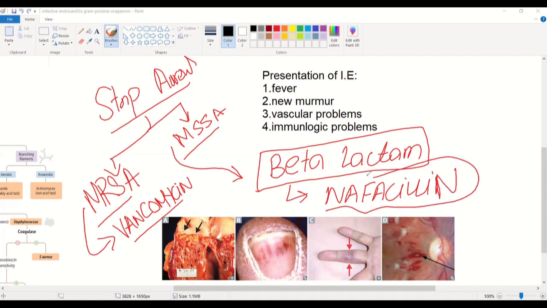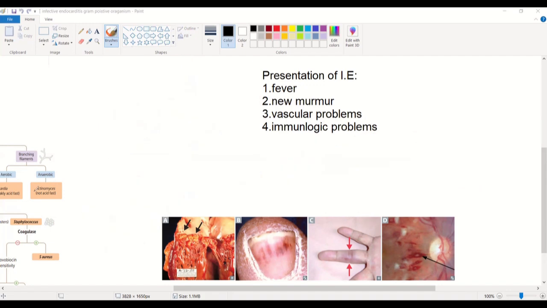Yes, you give nafcillin to staph. Nafcillin, that is a penicillin. Okay, the first one is beta lactam. Beta lactam, clavulanic acid, sulbactam, tazobactam, these kinds of antibiotics, right?